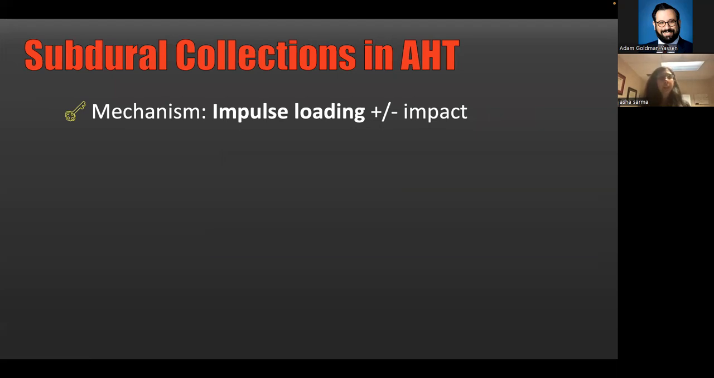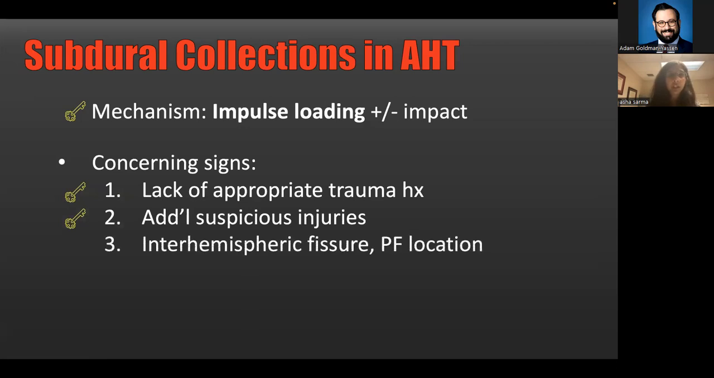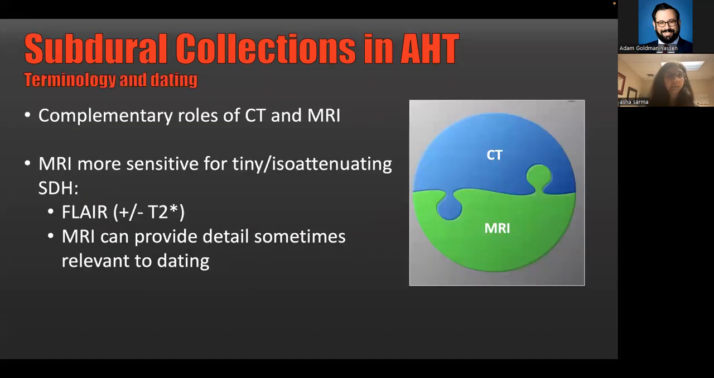The mechanism for these is impulse loading, and that's more important. They may or may not have direct impact. Concerning signs for these leading to a diagnosis of abusive rather than accidental head trauma are lack of an appropriate trauma history given. For example, if the patient was in a high-speed motor vehicle collision or something like that, that could explain similar findings, but without that history, additional suspicious injuries, an interhemispheric fissure or posterior fossa location, and if they're thin, diffuse, unilateral, asymmetric, and with little mass effect.